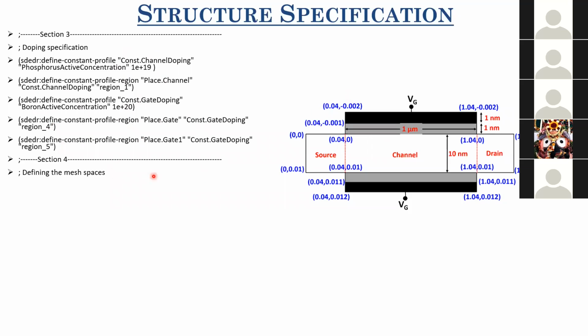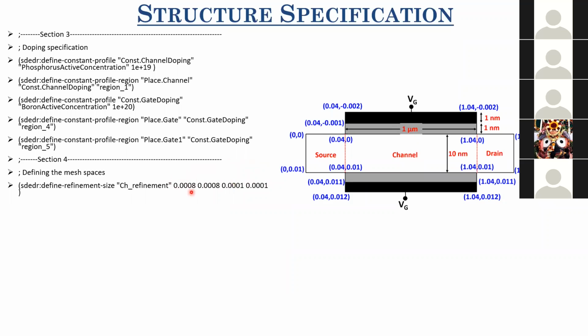Now what I do is define the mesh, or the spacing between those points on which we want our physical equations to be solved. So these are the maximum and minimum spacing between the elements. This is the maximum spacing of elements in the X direction. This is the maximum spacing of elements in the Y direction. This is the minimum spacing of elements in the X direction. This is the minimum spacing of elements in the Y direction.